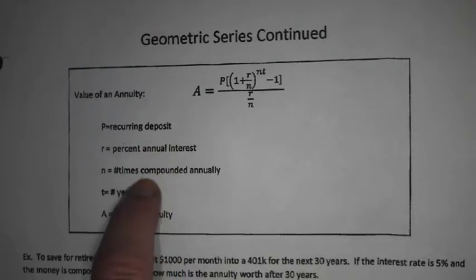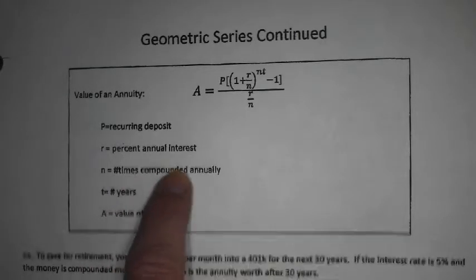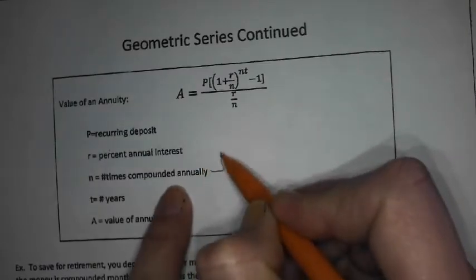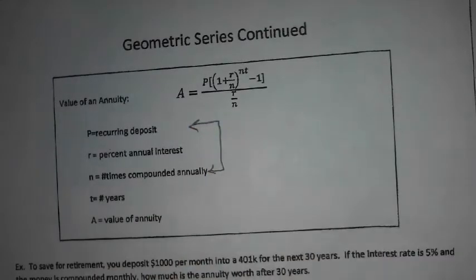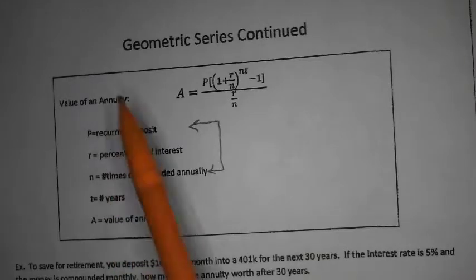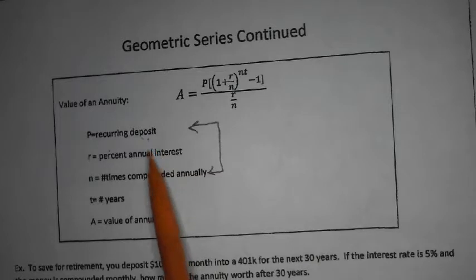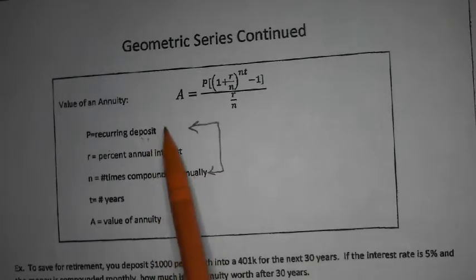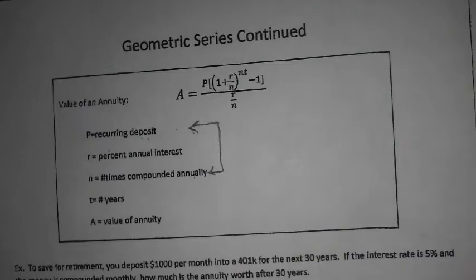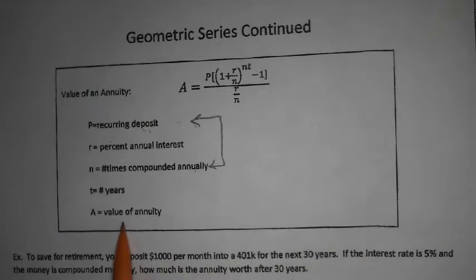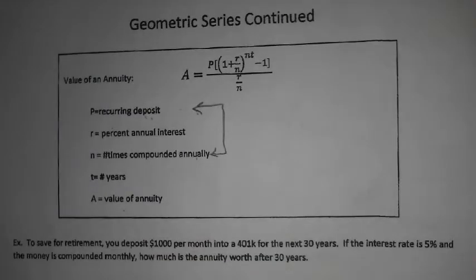R is your percent annual interest. N is the number of times compounded annually. That has to jive with the number of times annually you make your deposit, right, in order for this formula to work. So if it's compounded monthly, your recurring deposit has to also be monthly. If it's compounded quarterly, then your recurring deposit also has to be quarterly. So that will happen naturally. I'm not going to give you ones that don't work that way because I don't know what it would do to the formula. T is your time, and capital A is your final value of the annuity, which is just the name of this type of account. Okay?